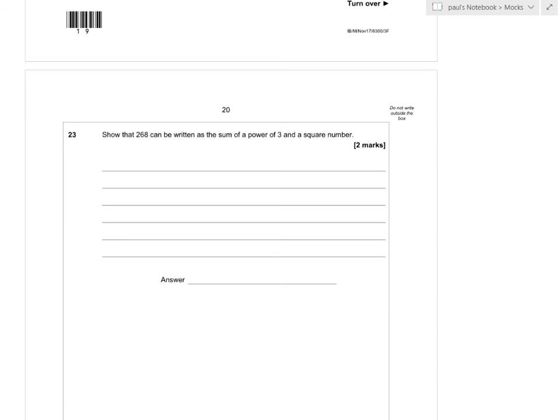Look at this one. Show that 286 can be written as a sum of a power of 3 and a square number. So something to the power of 3 is like x to the power of 3, and then plus a square number, which is something squared. Or is that 3 to the x? I think it's the other way around. Let's try it the other way around, 3 to the x. Might catch me out. Well, it already has.